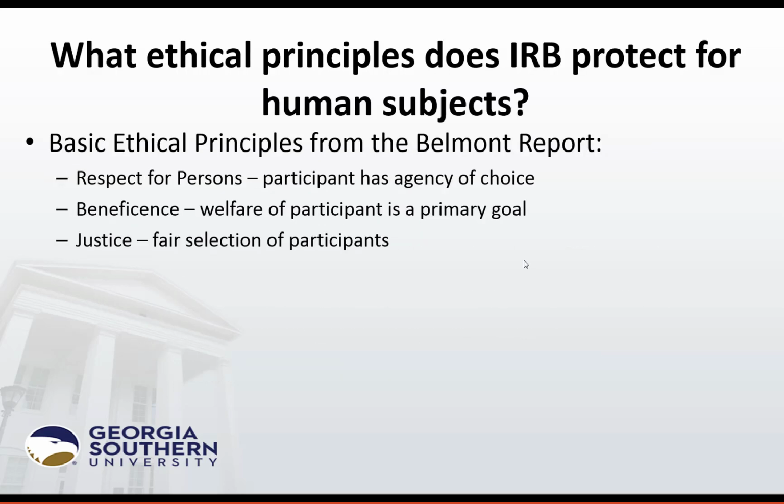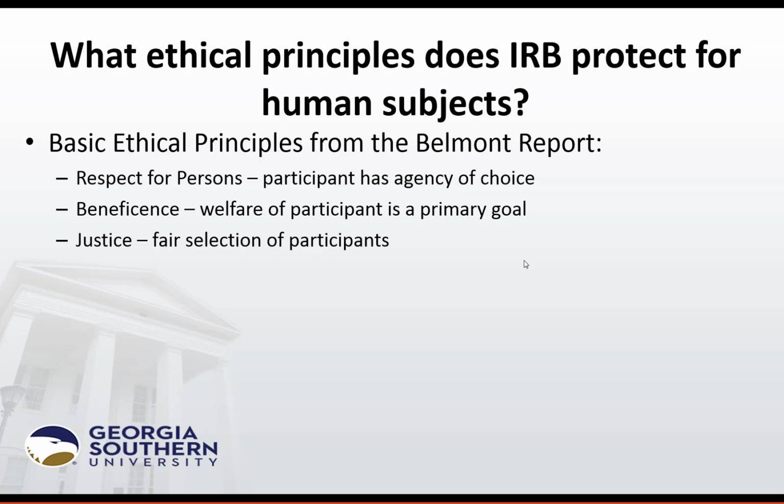IRB review seeks to protect three basic ethical principles that are laid out in the Belmont Report. These ethical principles are respect for persons, beneficence, and justice. Respect for persons involves the participants of a project having agency or choice. This means that all human subjects who participate in a project have to be fully informed about the details of the project and are free to choose whether or not they would like to participate.